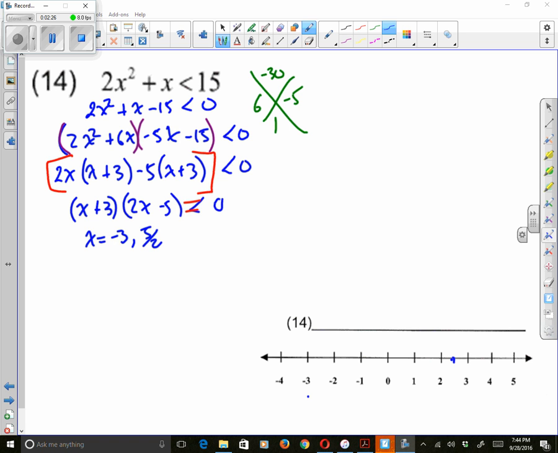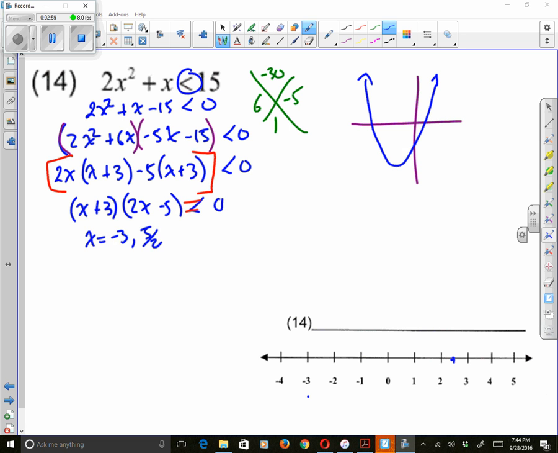Now the question is, where is this shaded? Now remember, this is a parabola that's going to look something like this. Right? So some of it's above the x-axis, some of it's below the x-axis. With the inequality, we're trying to find out what is below the x-axis. That's what that less than sign is all about.